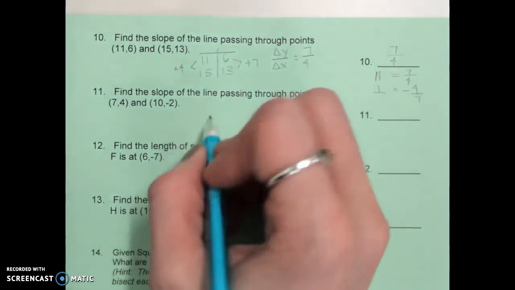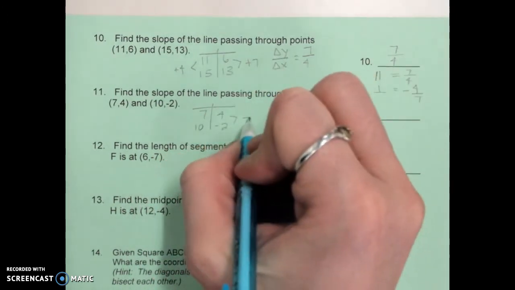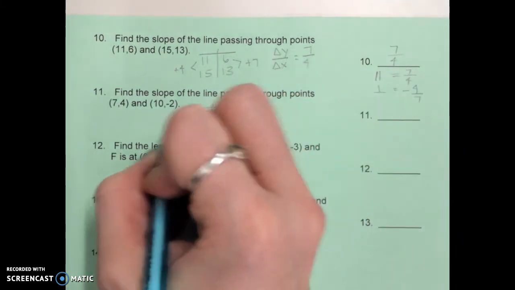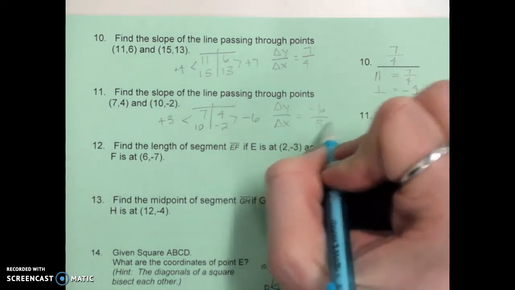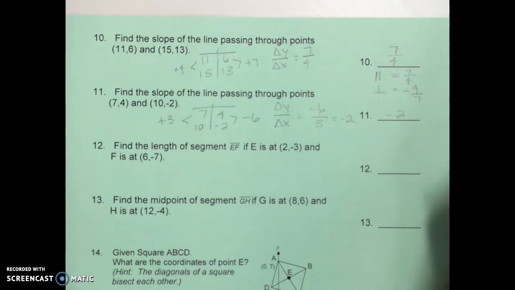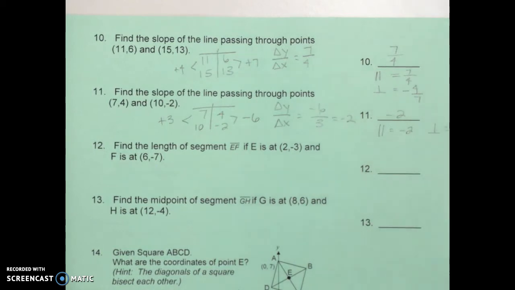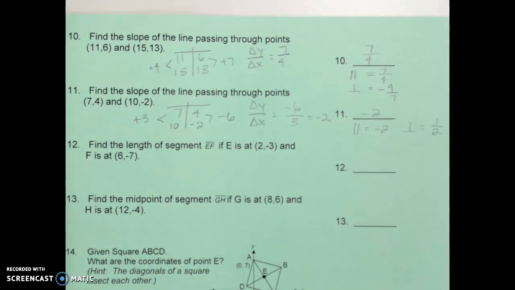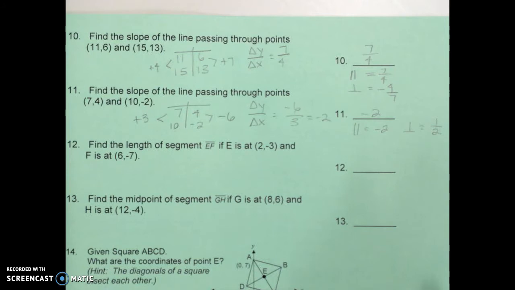Number 11, again finding the slope. So I would set up a chart, then find the change in my y's, which is negative 6. Change in my x's, which is plus 3. Change in y over change in x, negative 6 over 3, which equals negative 2. So my slope is negative 2. Parallel lines would equal negative 2. Perpendicular lines would equal positive 1/2. Oops. So this is important to know if you're looking at parallel and perpendicular lines either on a graph or having to write the equation of parallel and perpendicular lines, or choosing what would be the right equation.